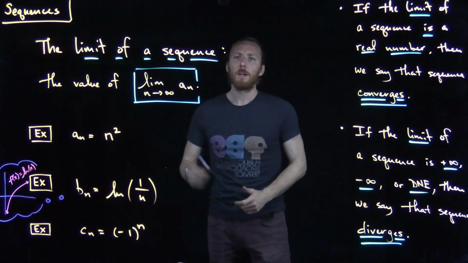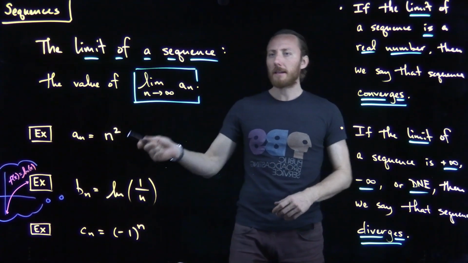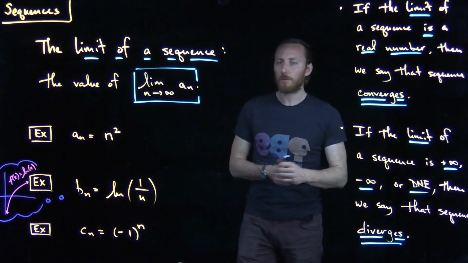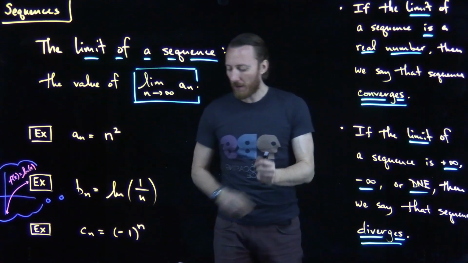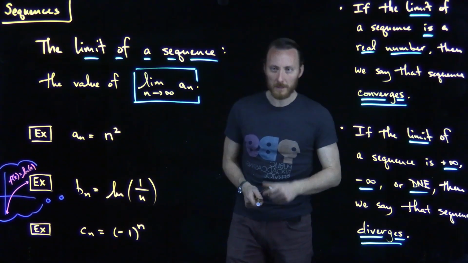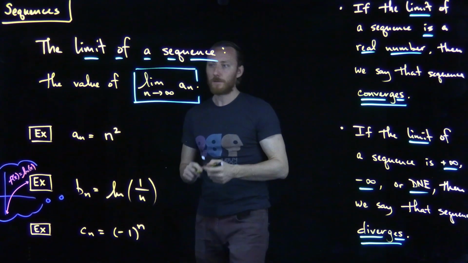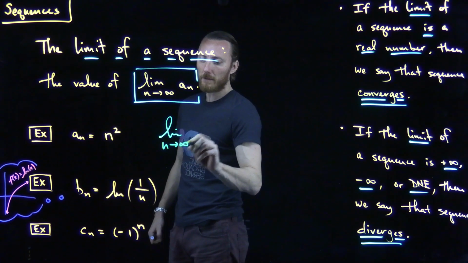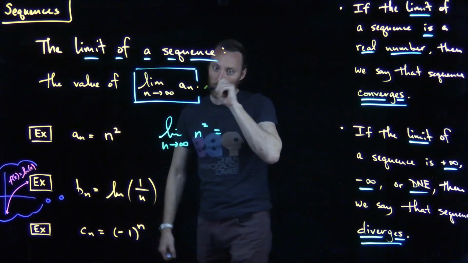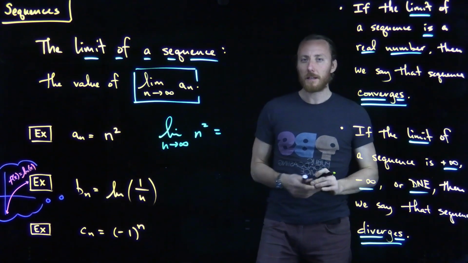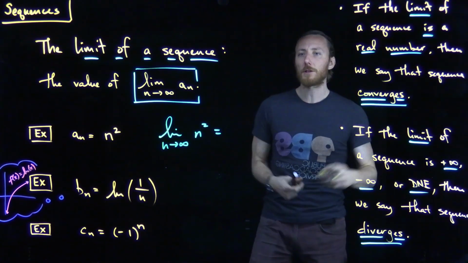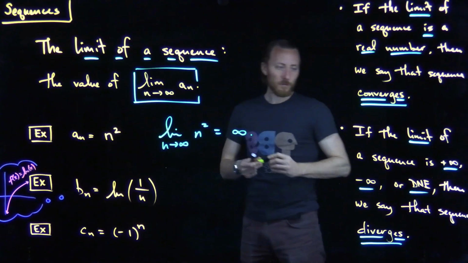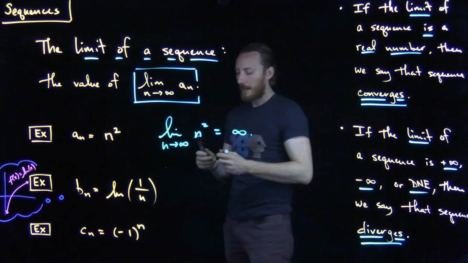All right, so here are three new sequences: a sub n equals n squared, b sub n equals ln 1 over n, and c sub n equals -1 to the n. And here are three examples of divergent sequences. So let's take it byte by byte to see why each of these is divergent. Looking at the first sequence, to determine the limit, we just see what happens as n goes to infinity. As n goes to infinity, n squared also grows without bound, and so this limit evaluates to infinity. As a result, we would say that this sequence diverges.